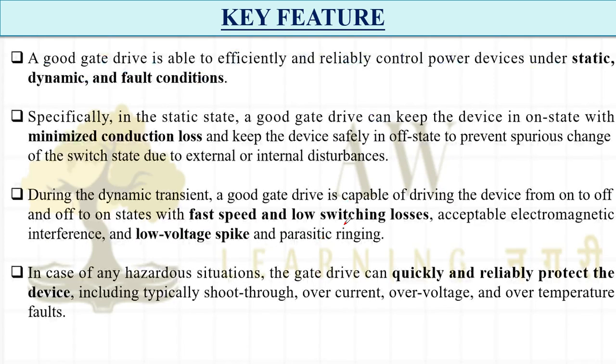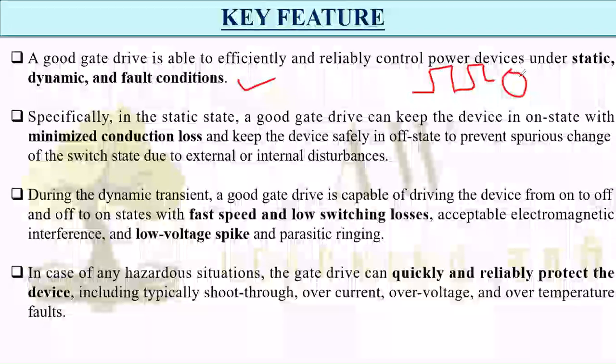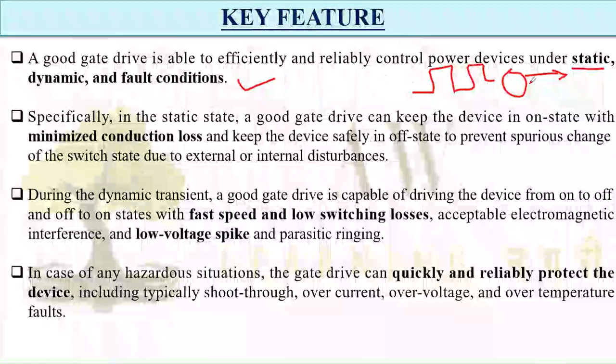We have learned this in the last class also. A good gate drive is able to efficiently and reliably control the power devices under static, dynamic and fault conditions. It is not the case that the function of the gate driver is only to collect the pulses, rectify and amplify them and give them to the gate of the switches. That is only the static case. What happens when the load suddenly changes or any parameter changes? At that time also the gate drive should handle all these things and respond accordingly.